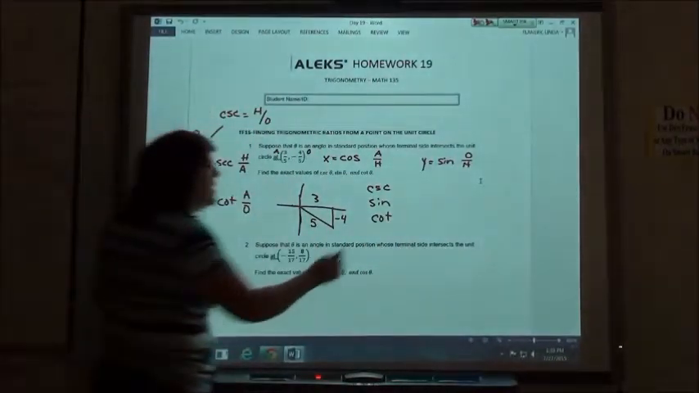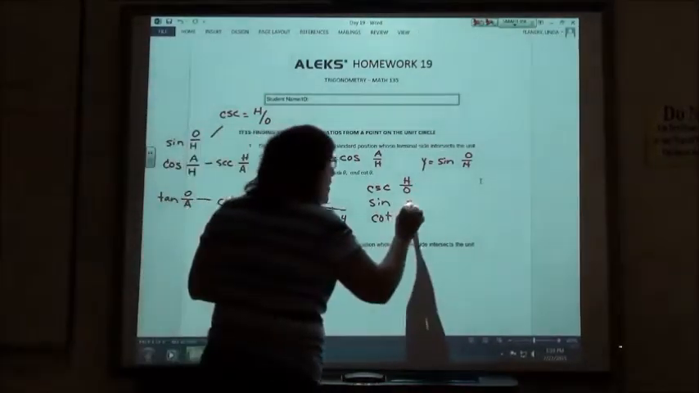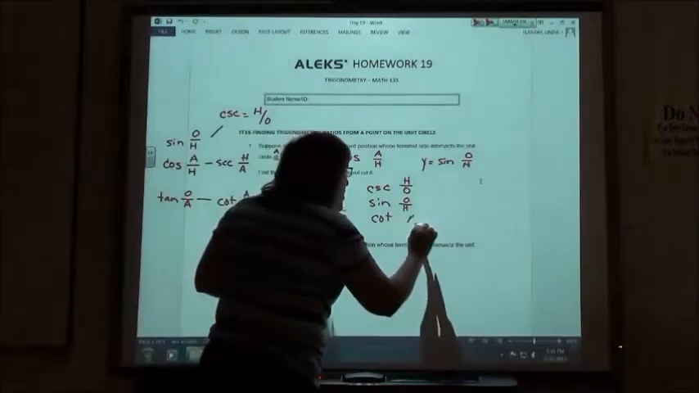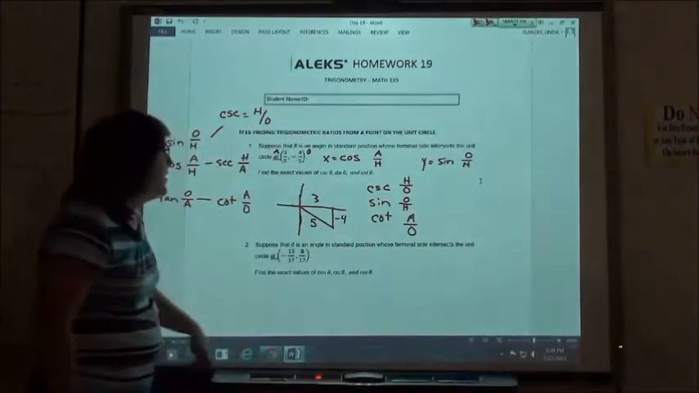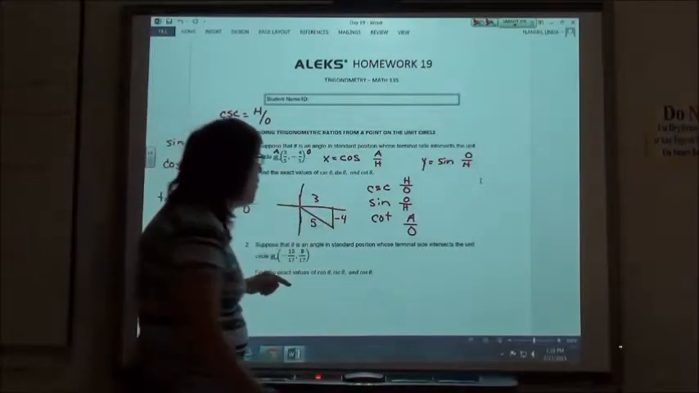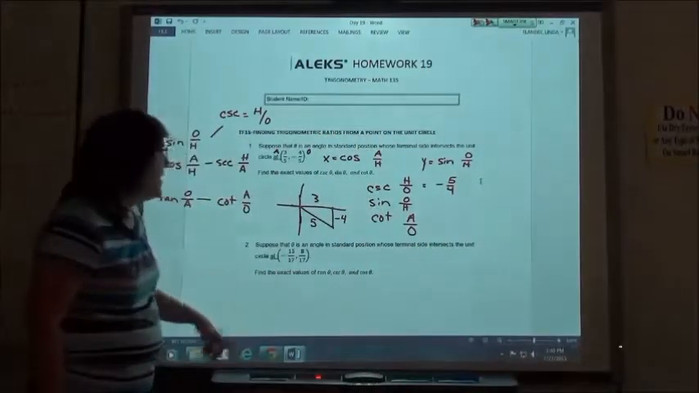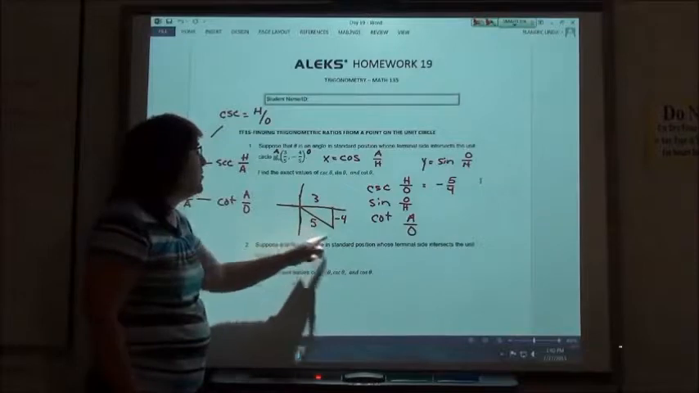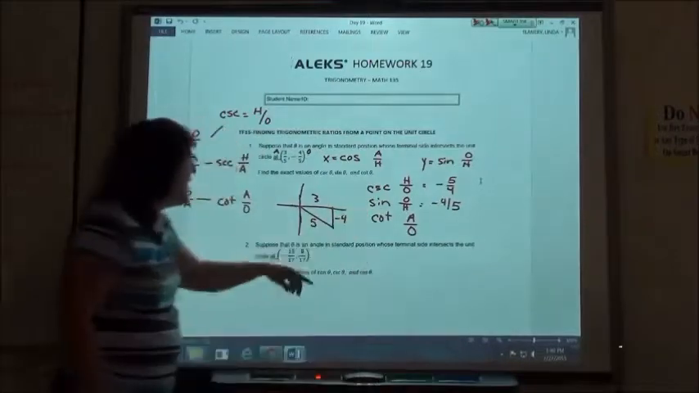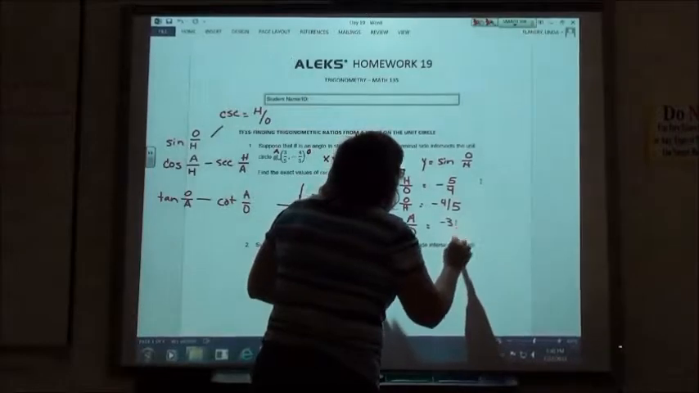So my cosecant, my hypotenuse over my opposite. My sine's going to go the other way around, my opposite over my hypotenuse. And my cotangent, my adjacent over my opposite. So, hypotenuse over opposite, 5 over negative 4 would be negative 5/4 then. Sine is the opposite over the hypotenuse, so negative 4 over 5, negative 4/5. Cotangent is the adjacent over the opposite, 3 over negative 4, so negative 3/4.